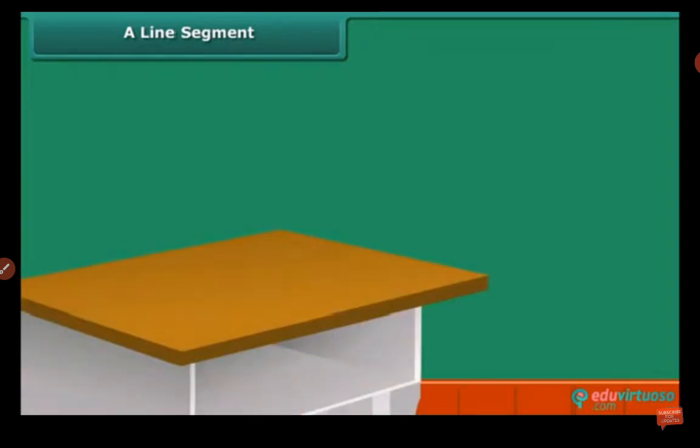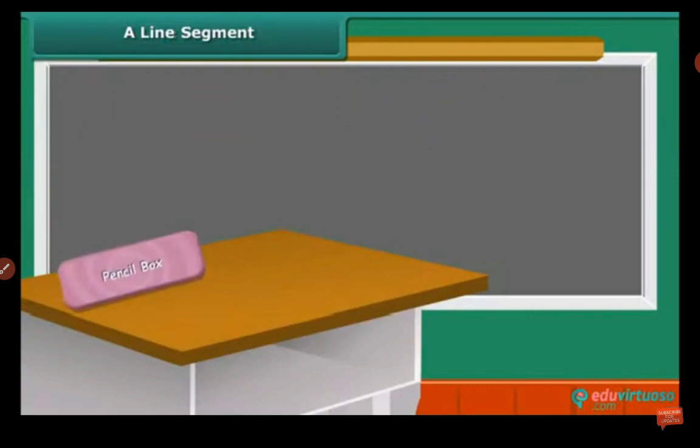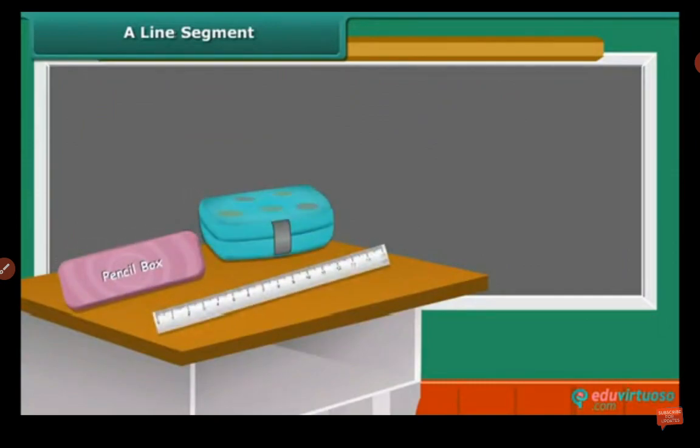There are many examples of a line segment in our daily life. The edge of a desk, blackboard, pencil box, ruler, or lunch box is a line segment. Take a paper, fold it, and then unfold it.